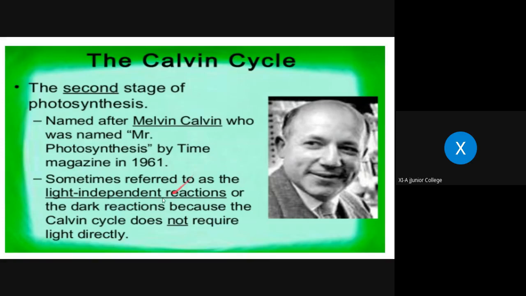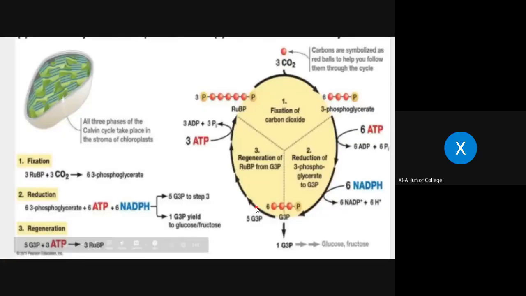He first explained this pathway, sometimes referred to as the light independent reaction or dark reaction, because the Calvin cycle doesn't require light directly. Now these are the steps which take place in the dark reaction. Be very careful and try to understand. Once you understand, it is not difficult, and I will revise again at the end.